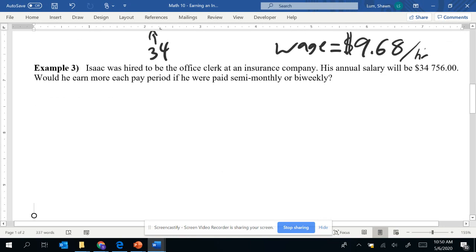Okay, next one. Isaac was hired to be an office clerk at an insurance company. His annual salary is $34,756. Would he earn more each pay period if he were paid semi-monthly or bi-weekly? Okay, so first off, annually, he gets this much money. So they want to know during each pay period, will he get paid more or less? Okay, so as a year goes, he gets the exact same amount. But let's take a look at semi-monthly, and then we'll take a look at bi-weekly.